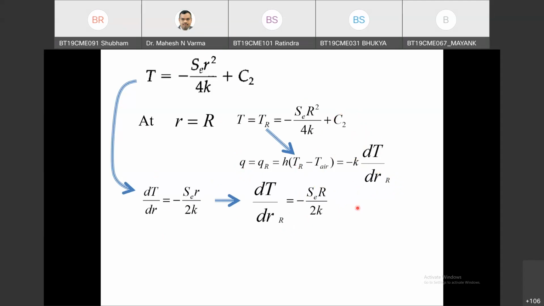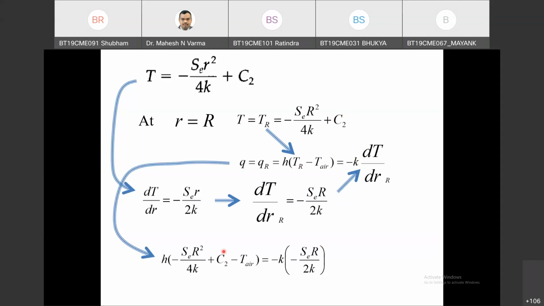So you will get C2 in terms of T air. Substitute it here and rearrange the equation. Now rearrange the equation after substituting this, so you can get C2 in terms of T air and heat transfer coefficient. Now rearrange this equation and get the value of C2. Everybody is getting this? What I am doing? Because surface temperature is not given, but air temperature and heat transfer coefficient are given. So air temperature is related with heat transfer coefficient and surface temperature using Newton's law of cooling.